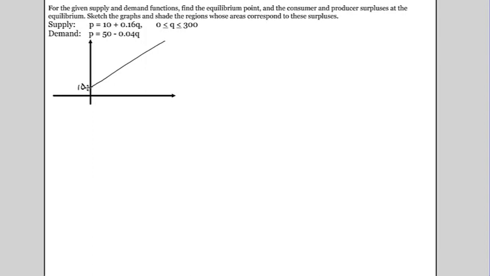Supply is an upward sloping line starting at 10, and demand is a downward sloping line starting at 50. Where they intersect is the equilibrium.